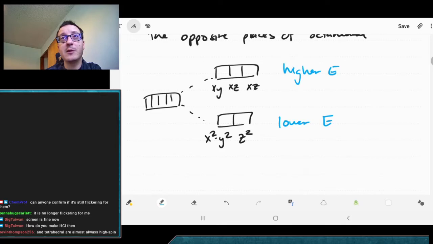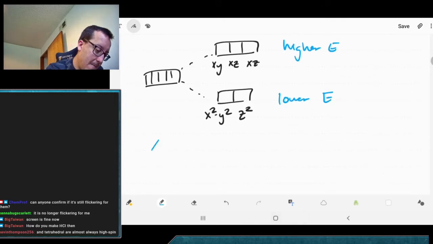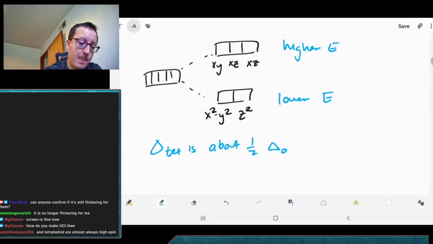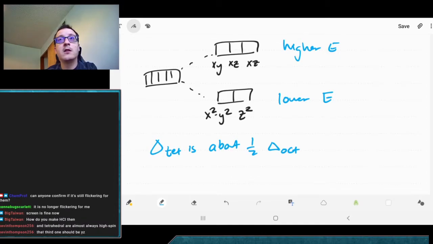And as we fill these, we're going to see that just experimentally they've seen that the splitting energy is about half the splitting energy for octahedral for the same ligands. And so we're going to see that as a result, because the splitting energy is often very, very low.